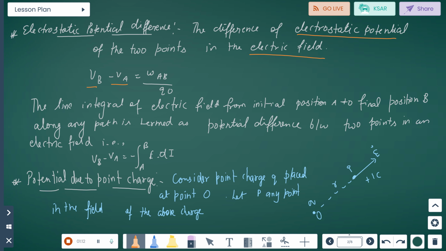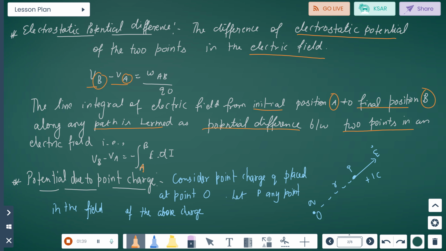Now the line integral of the electric field from initial position A to final position B along any path is termed as the potential difference between 2 points in an electric field, that is VB minus VA equals minus integration A to B E dot dl.